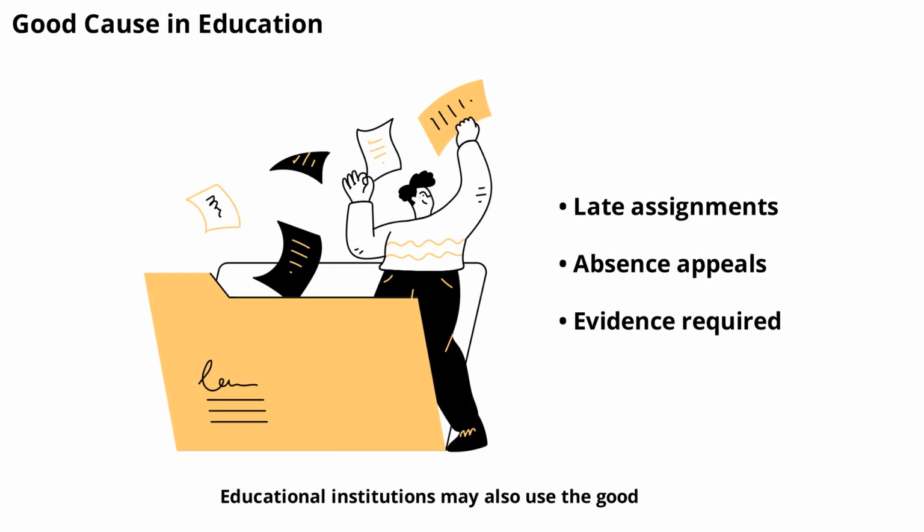Educational institutions may also use the good cause standard for issues like late assignments, absences, or appeals of disciplinary actions. Students may need to provide evidence of illness, family emergencies, or other significant reasons to be granted exceptions. The goal is to balance fairness with maintaining standards.